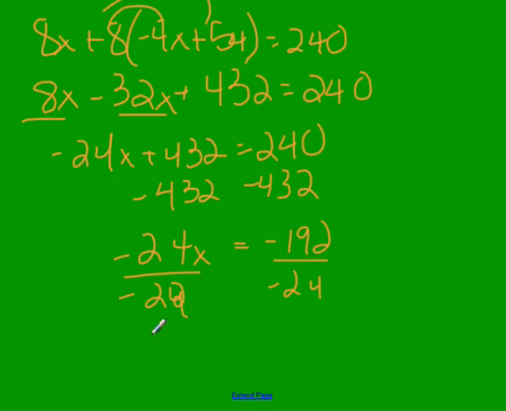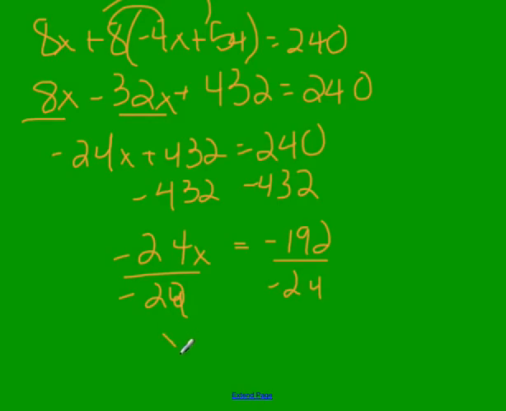And we get that x is equal, oops, lost my ink. We get that x is equal to 8 students. So there's 8 students in the van.